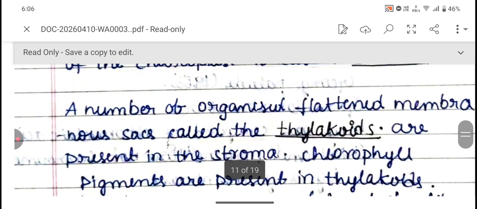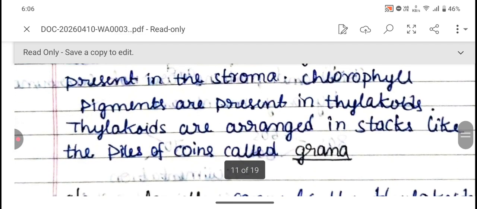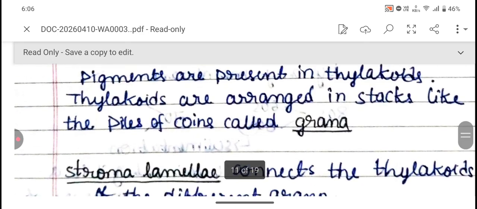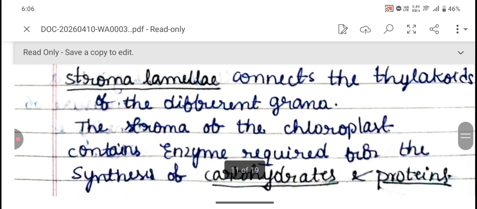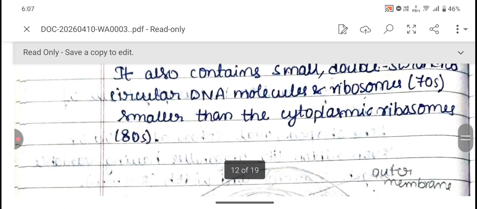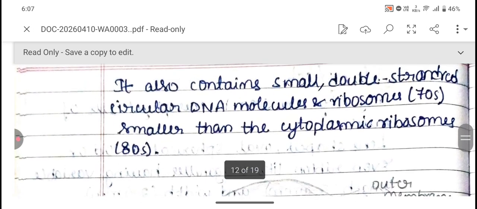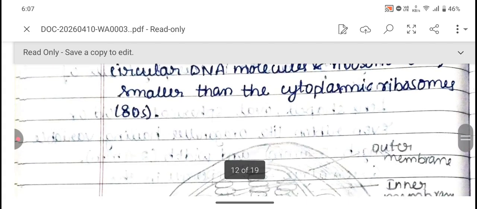A number of organized flattened membranous sacs called thylakoids are present in the stroma, and the chlorophyll pigments are present in the thylakoids. The stacked arrangement of the thylakoids is called grana. The stroma lamellae are the structures which connect the thylakoids of the different grana. The stroma consists of enzymes required for the synthesis of proteins and carbohydrates, and the chloroplast also contains a small double-stranded circular DNA molecule and ribosomes smaller than the cytoplasmic ribosomes.